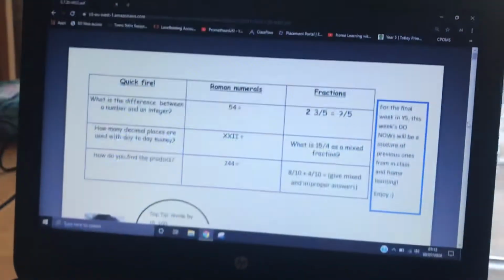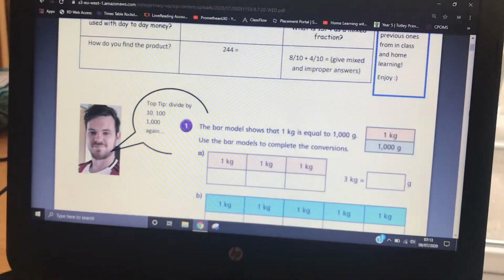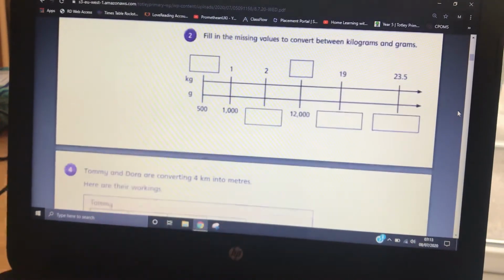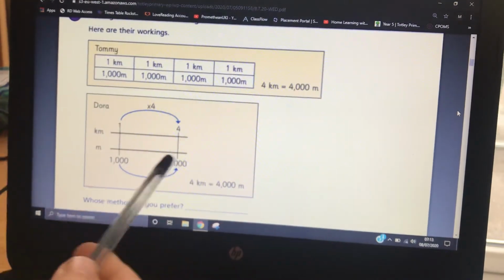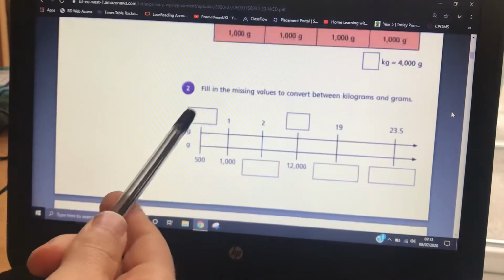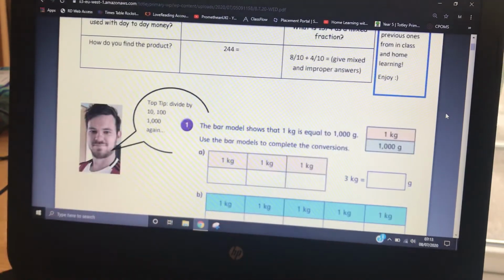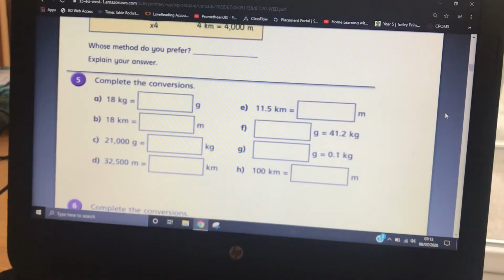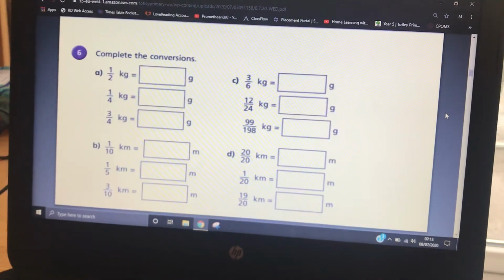Right, and then your task today is simply converting. You've got some kilograms and grams, and kilometres and metres. My big tip at the start: you've got to remember you're dividing and timesing by 10, 100, and 1,000. So are you moving it to the left, or are you timesing or dividing? This is all stuff we've done in the past. I do like question 6 though, I have to say.